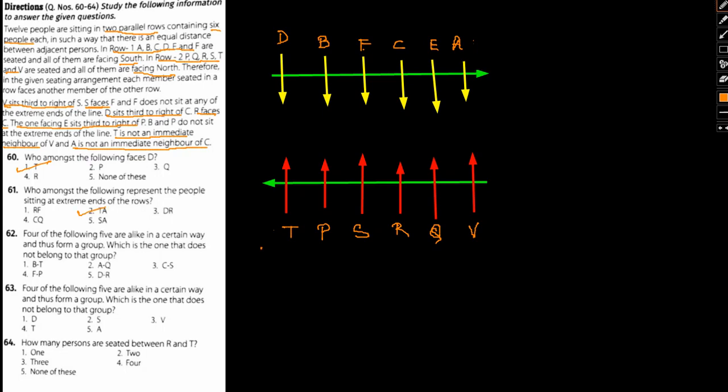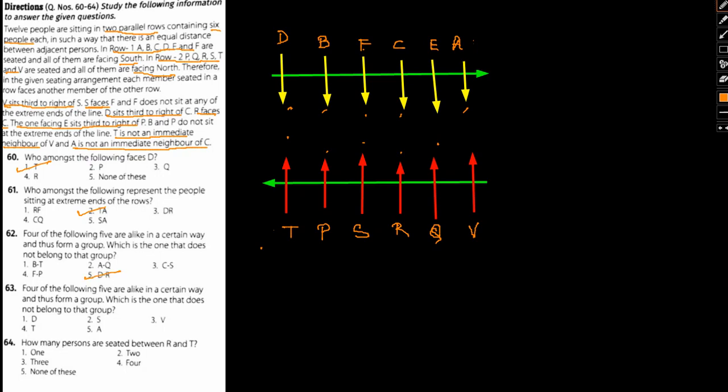The four of the following five are alike in a certain way and thus form a group. Which one does not belong to the group? BT, B and T adjacent. AQ, A and Q again adjacent. CS adjacent. FP, F and P adjacent. DR, D and R are not adjacent. D is here, R is here. So DR will be our answer.